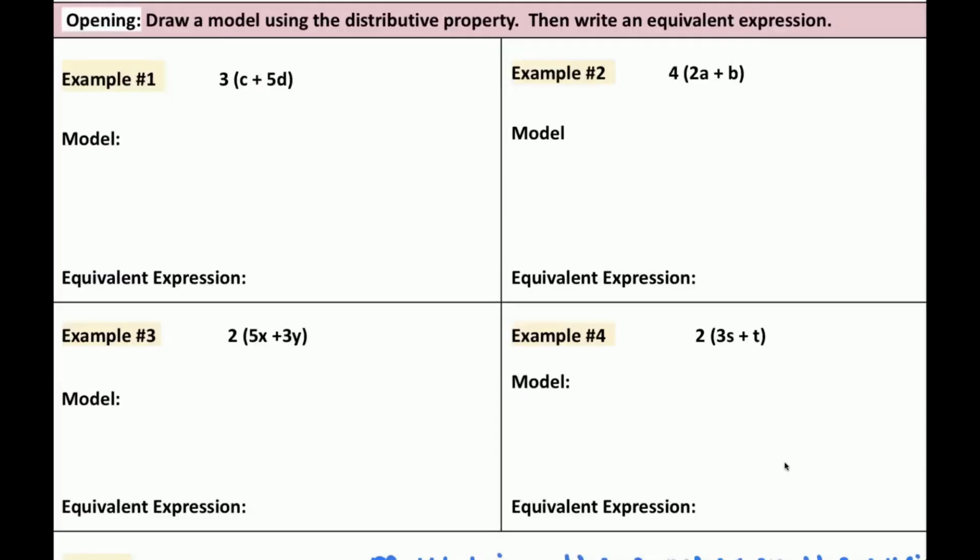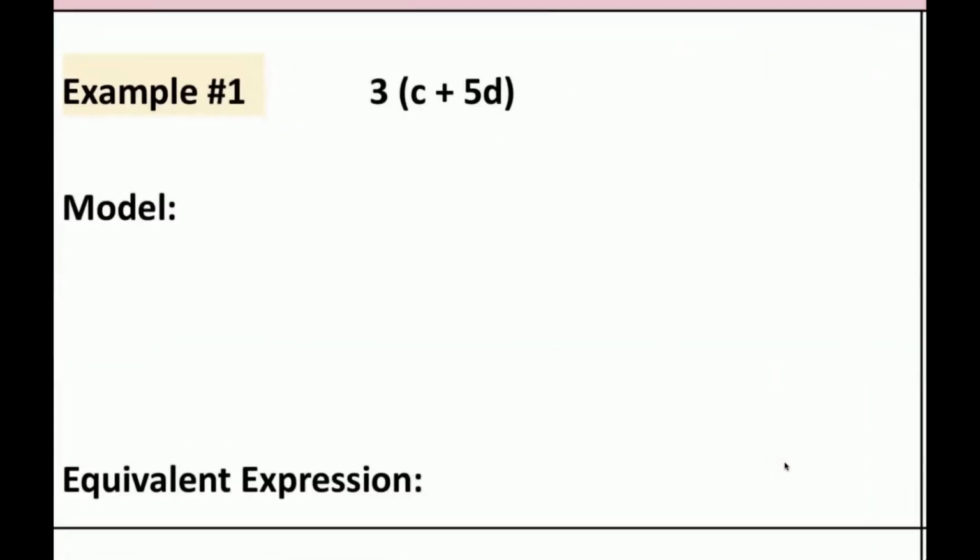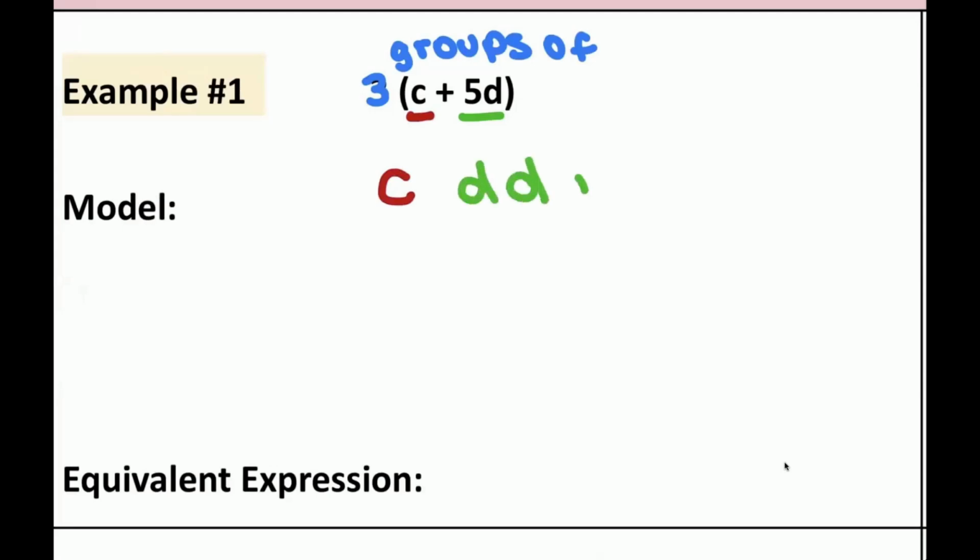Our opening says, draw a model using the distributive property, then write an equivalent expression. Let's zoom in on example number 1. When we're drawing a model, we can think about the number on the outside of the parentheses. This is our coefficient. We can think of it as telling us how many groups there are. So in this example, we have 3 groups of C plus 5D. When we're drawing our model, we'll start by just drawing what's on the inside of the parentheses. So we have 1C and 5D.